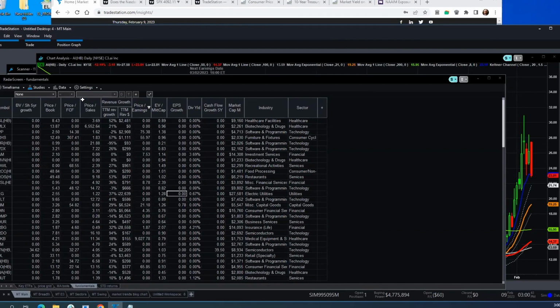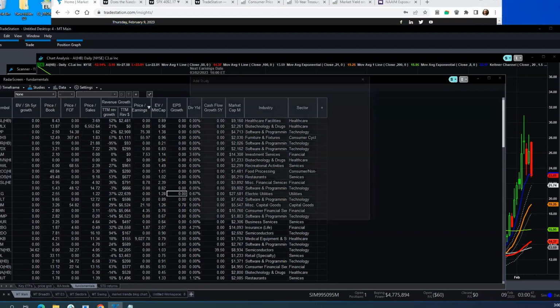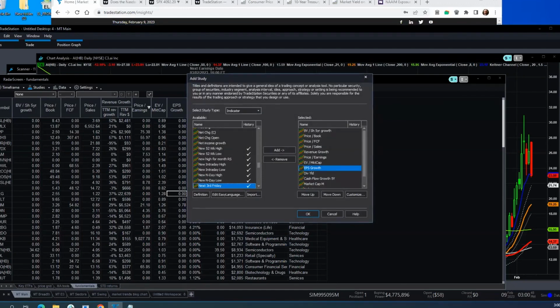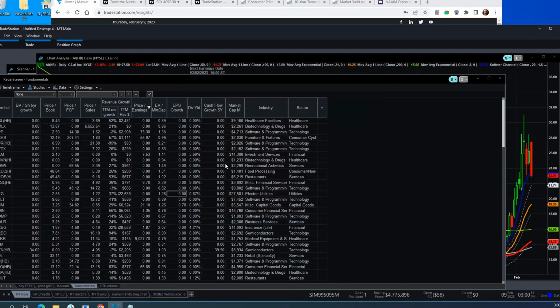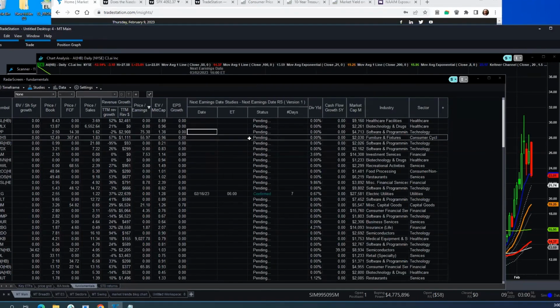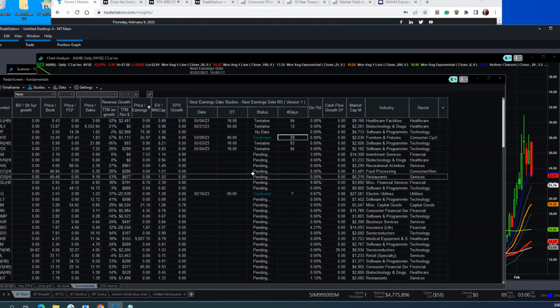The last thing I'm going to show you is, remember, if you're interested, go to studies, go to next earnings date, if you want to see, and you can start tracking them into their next earnings. Boom. Now it's going to start downloading the earnings dates, and it'll start tracking them into those next earnings.